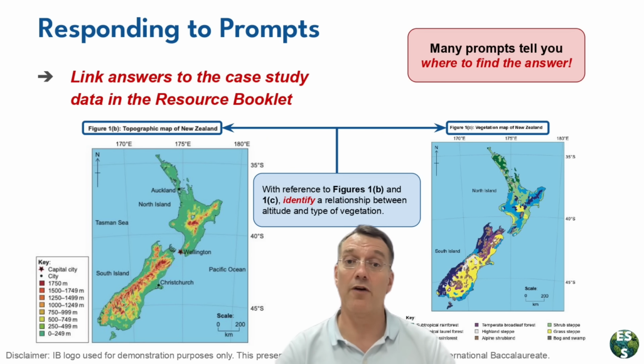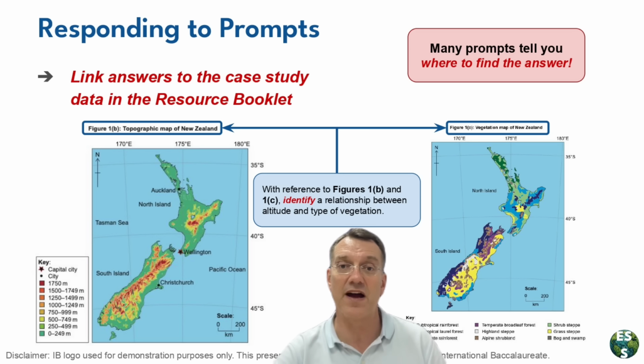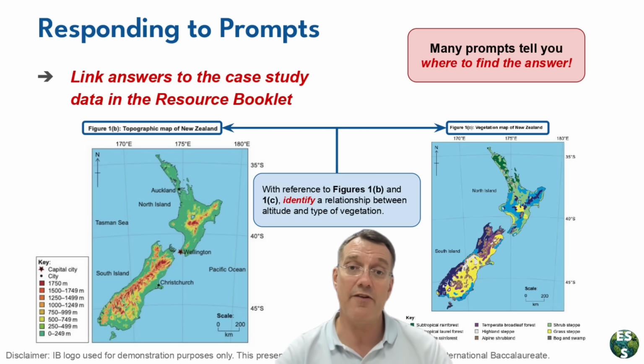Here's something that students often forget. Many of the questions actually tell you where to find the answer. When a question says, with reference to figure 3, or using the data in table 2, that's a direct instruction. The examiner wants you to use that specific resource. Go to it, read it. You have it right in front of you. It's in the resource booklet. Then write your answer using evidence from it.